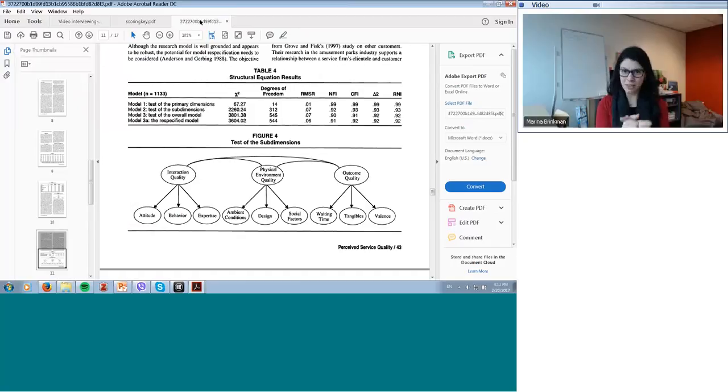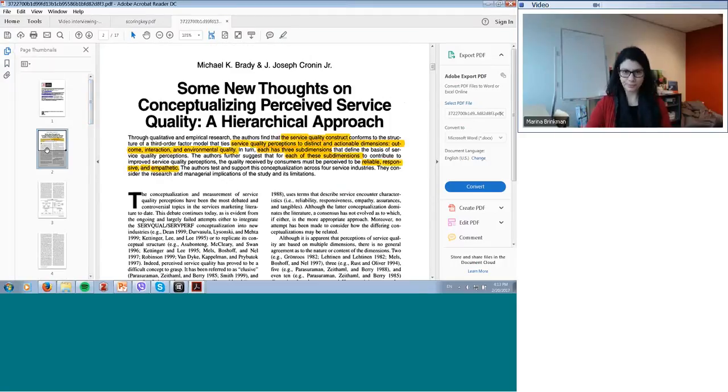Actually, here you see how it's disentangled into dimensions, subdimensions, and sub-subdimensions even. And I'm going to go back to the beginning of the paper, which is called Some New Thoughts on Conceptualizing Perceived Service Quality. And what you see in here, what I highlighted yellow, is that the paper is all about the service quality construct, so the service quality concept, let's put it like that, specifically about service quality perception.